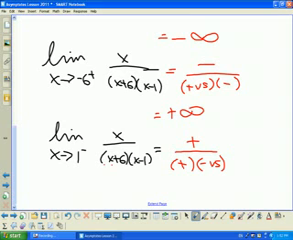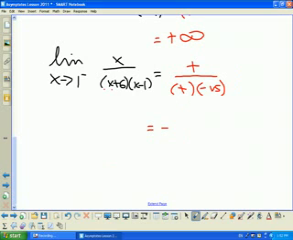0.999999 minus 1 is a negative number. Okay? Equals negative infinity.